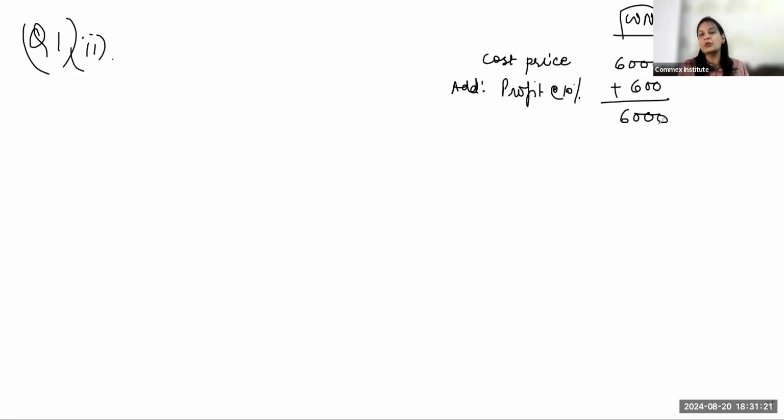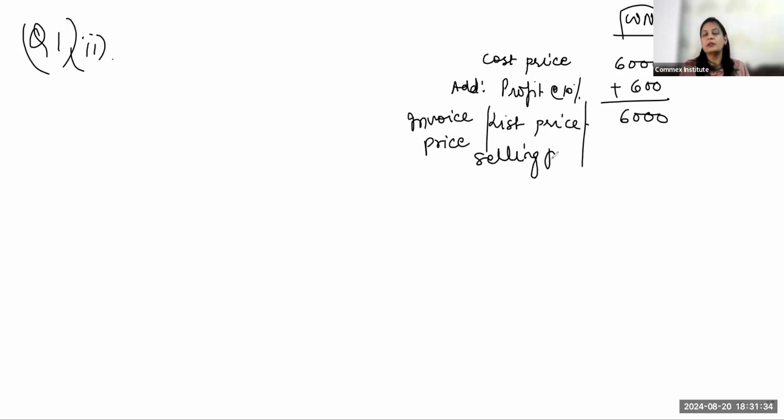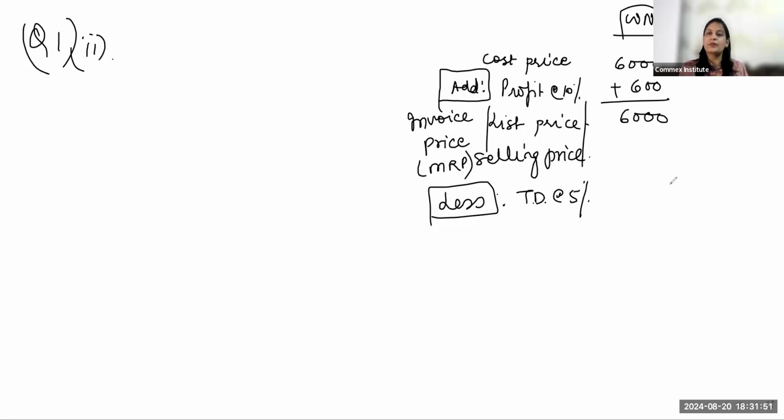So my selling price, this is my list price, which we call the invoice price, the selling price. This is basically what is called MRP. And now we give trade discount at the rate of 5%. So that is to be deducted.